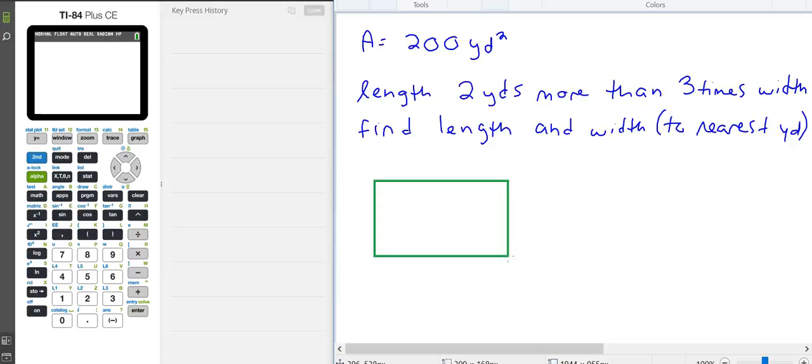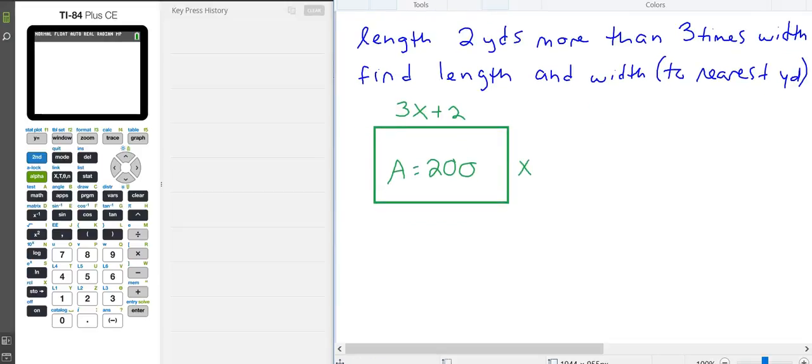And let's label what we know. We know that the area is going to be 200 square yards. And we don't know the length, we don't know the width. But we know that the length is somehow related to the width. So let's use the width will represent by x. And the length, we'll say the length is 2 yards more than 3 times the width. So 3 times x plus 2 is going to be the length.